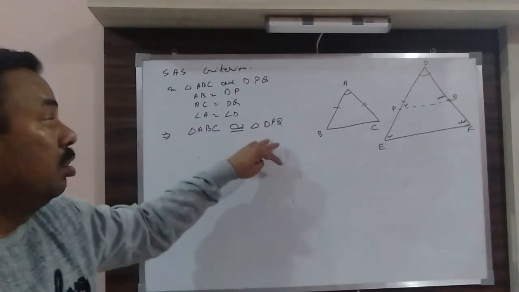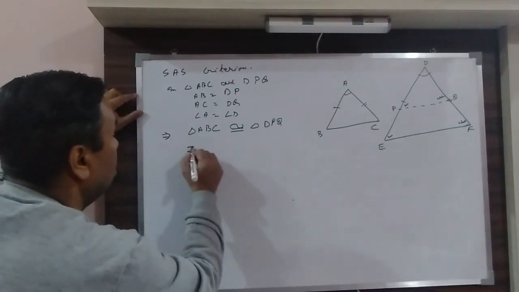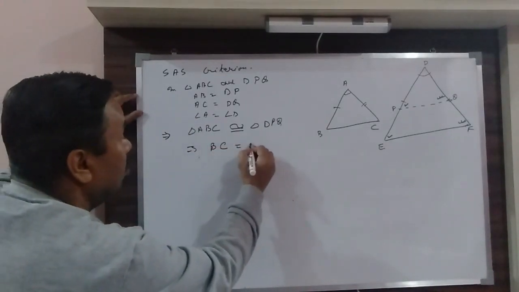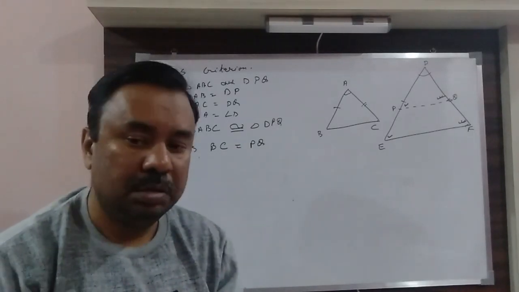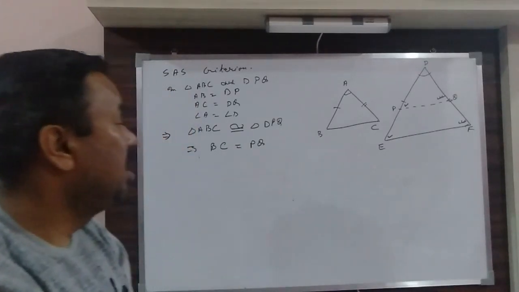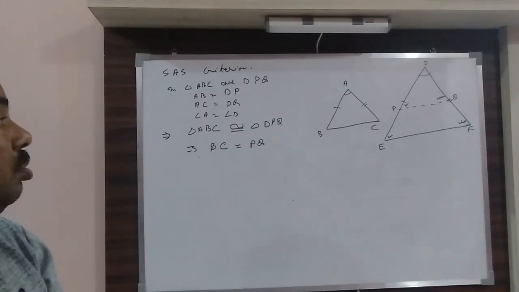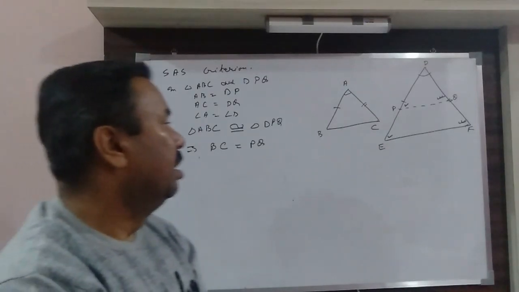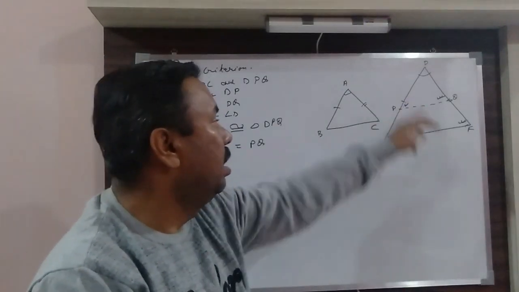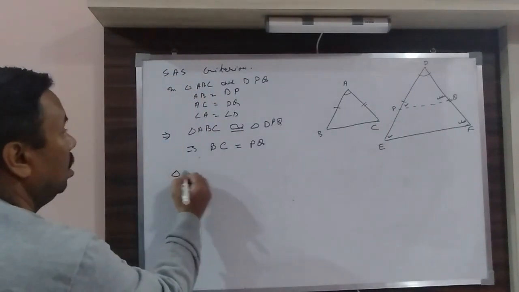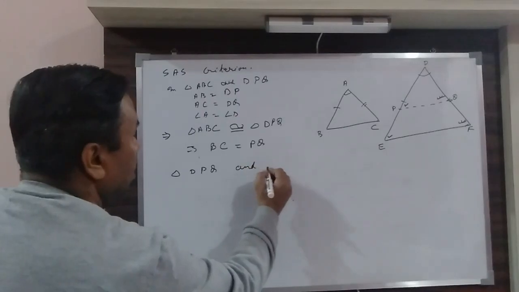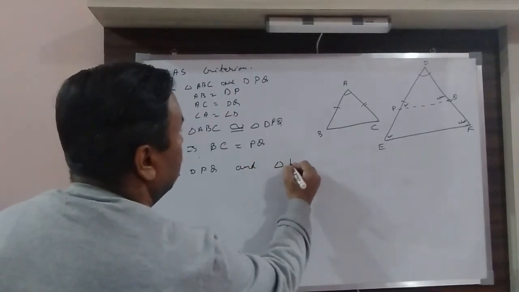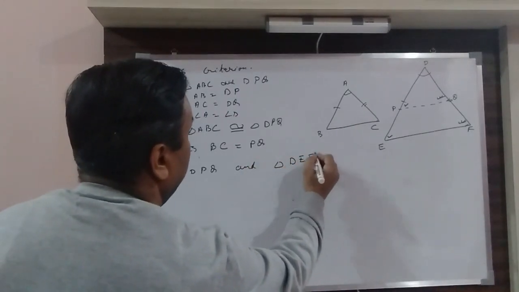And if these two are congruent, that means BC is equal to PQ. Okay, BC is equal to PQ. Again, I will take triangle DPQ and triangle DEF.